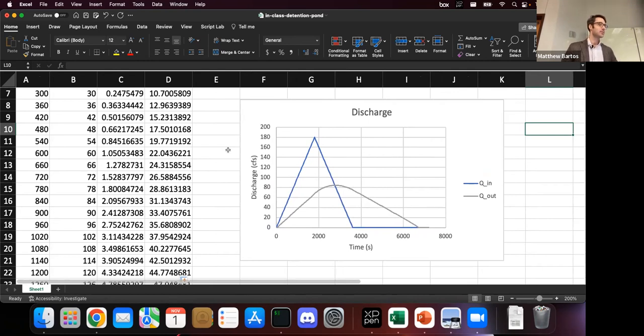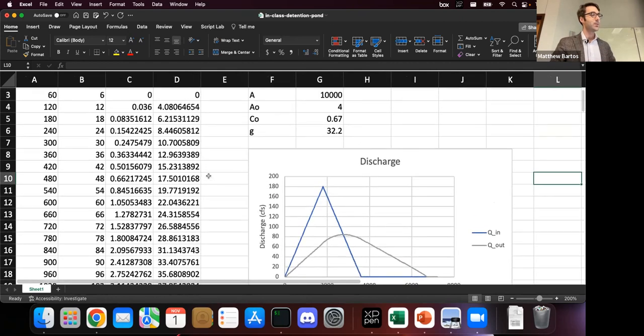Okay, so what do you notice about the inflow compared to the outflow? Just in general terms. The outflow is less, yes. So we were able to design the pond such that we get a discharge roughly peaking around 80 cubic feet per second compared to the initial discharge, which is about 180 cubic feet per second.